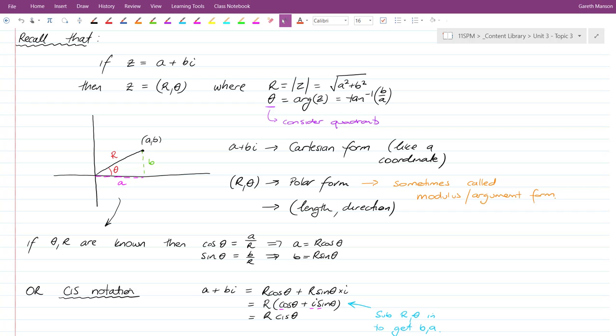If theta and r are known, you can go from polar form back to Cartesian form through our cis notation. We just substitute our theta and r into this cis notation here, and cos of theta will be able to be determined. Multiplied by r, that will give you an imaginary part and a real part there. So both ways, actually converting from Cartesian form to polar form is slightly harder than conversion the other way back.